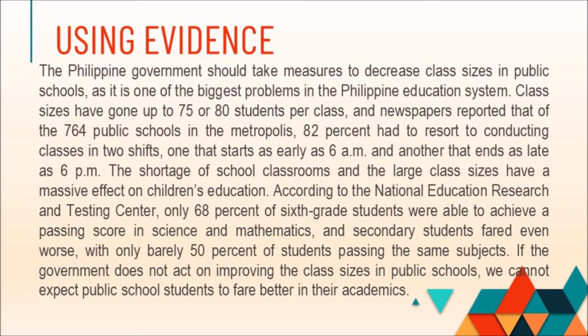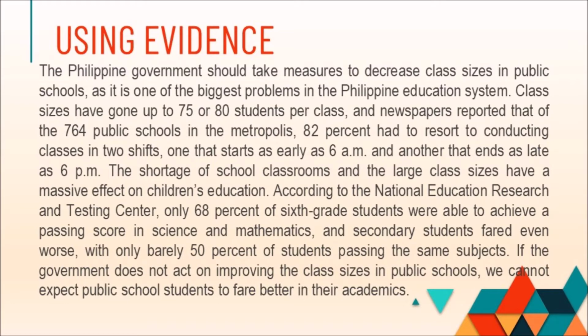The Philippine government should take measures to decrease class sizes in public schools, as it is one of the biggest problems in the Philippine education system. Class sizes have gone up to 75 to 80 students per class. And newspapers reported that of the 764 public schools in the metropolis, 82% had to resort to conducting classes in two shifts, one that starts as early as 6 in the morning and another that ends as late as 6 in the evening. The shortage of school classrooms and the class sizes have a massive effect on children's education.